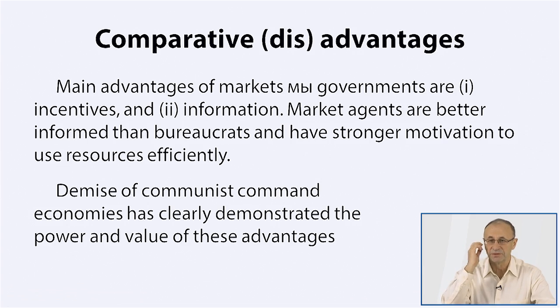Let us first talk about comparative advantages of market economies. Market economies, as I said, are economies based on private decision-making, and economic assets in market economies are predominantly privately owned. These two features of market economies, private decision-making and private ownership, are sources of two great advantages of market economies. The first one is incentives, and the second one is information.